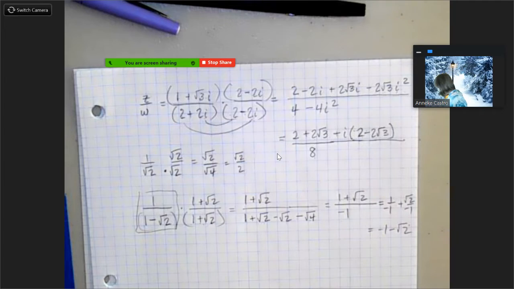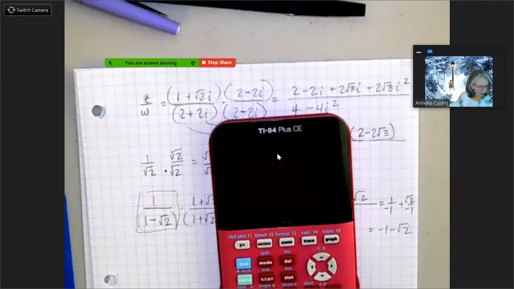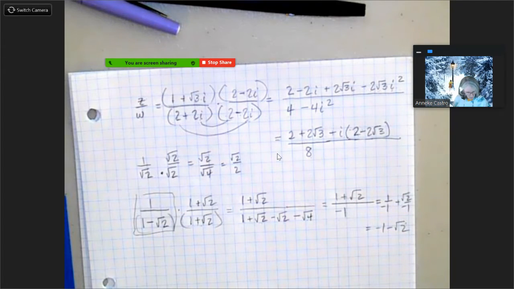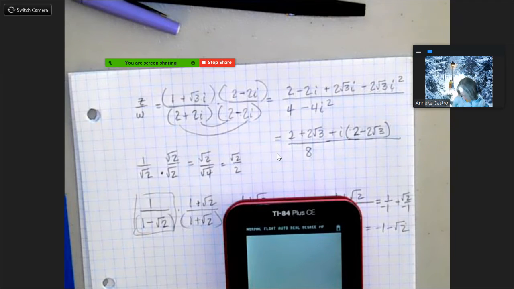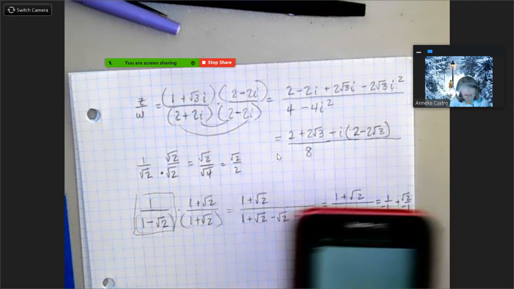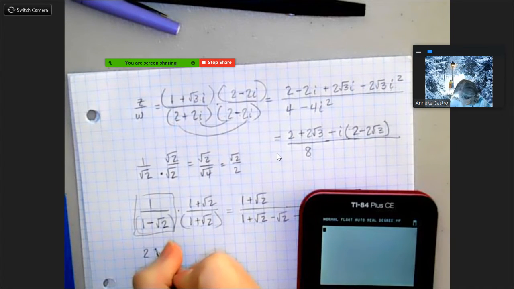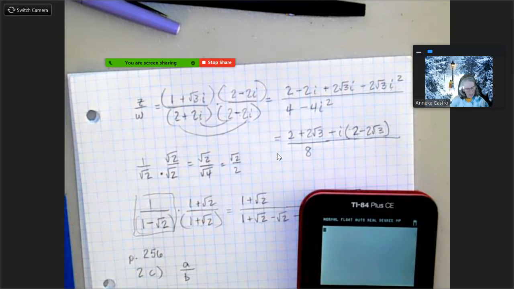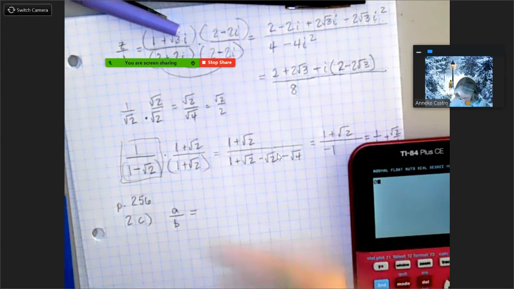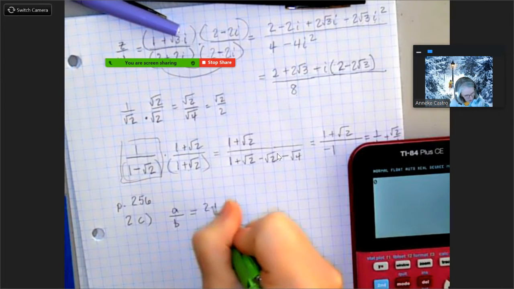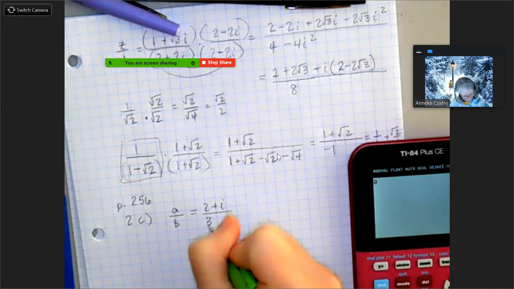Okay, another thing about problem 2 on page, what page were we on again? Page 256, is you can actually do the whole thing on your graphing calculator. So notice in the directions, it had said do it by hand and then check your answers with your graphing calculator. So if I get my graphing calculator and I look at the problems, say A divided by B. Okay, so on page 256, number 2C, it has A divided by B, and we know that A is equal to 2 plus i, and we know that B is equal to 3 minus 2i.